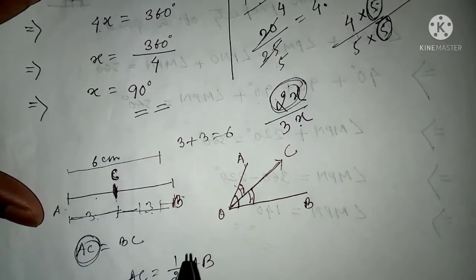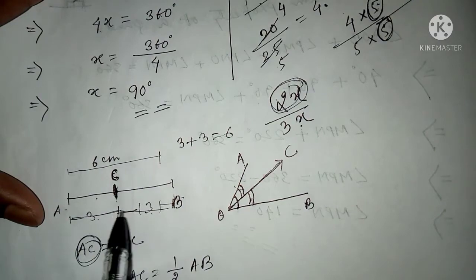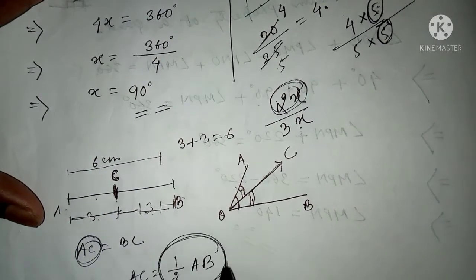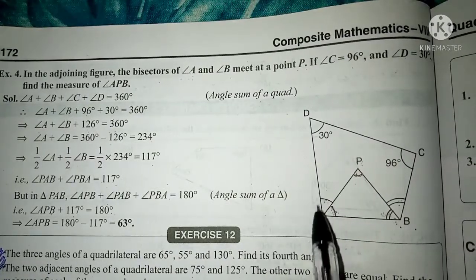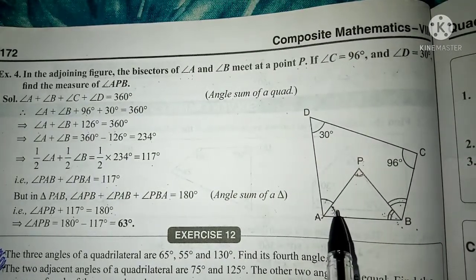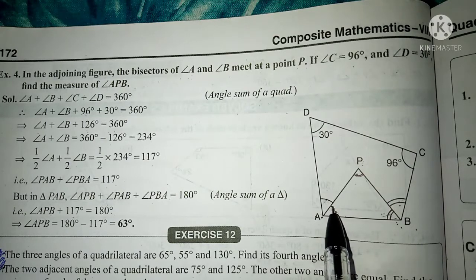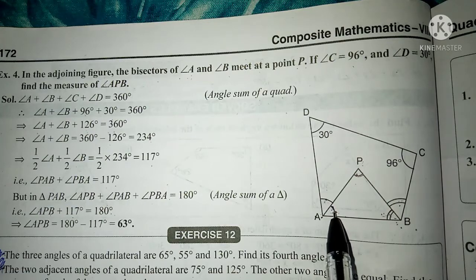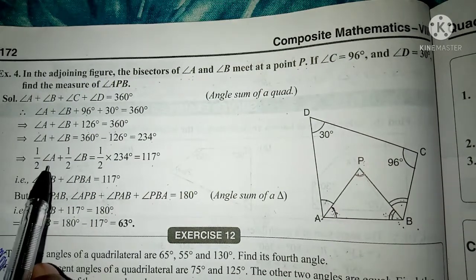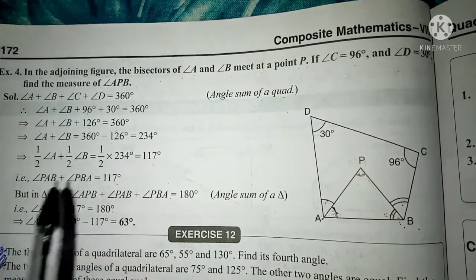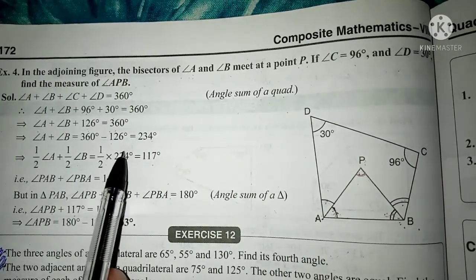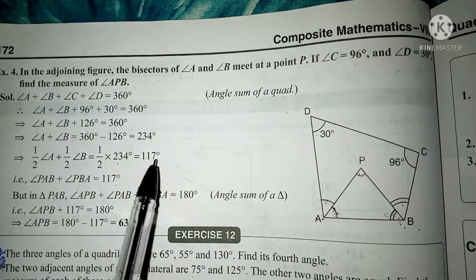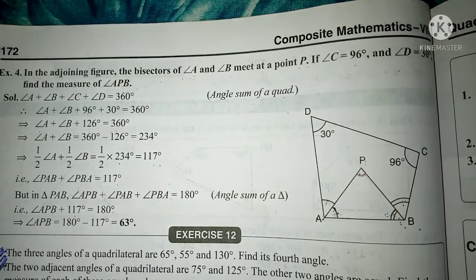In the same way, when it is bisected, we get one part, called half. This will be half of the whole angle DAB. As I said before, my interest is to find out this angle only, so if I make it half, I will get this angle. So I'll multiply this equation by half. Half into A, half into B, half into 234, which is 170.